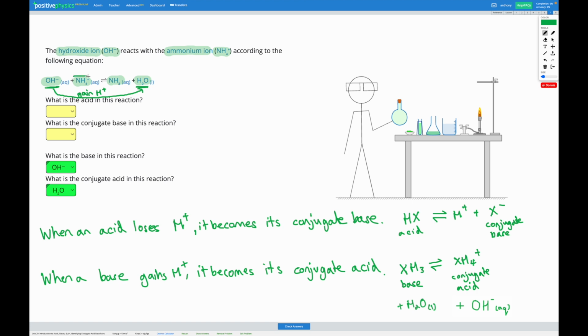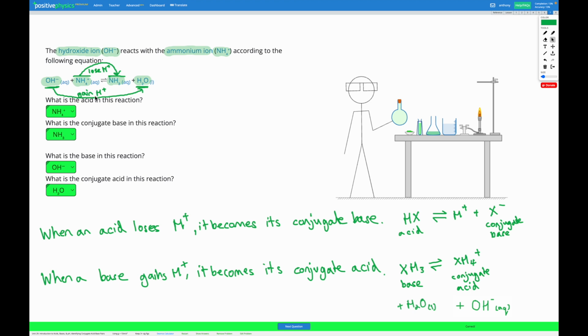What about NH4+? It becomes NH3. To get from being NH4+ to NH3, you need to lose H+. Losing or donating H+, that makes you an acid. So NH4+ is acting as an acid in this reaction. That means, according to our definition, that NH3 must be the conjugate base. And that makes sense because NH3, to go backwards to form NH4+, would need to gain or accept H+. And gaining or accepting H+ is something that bases do. So that's why NH3 is called the conjugate base.